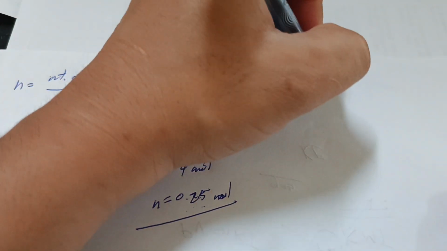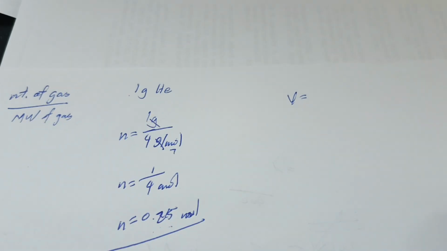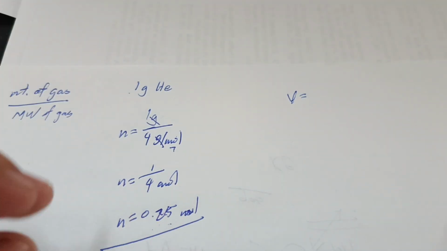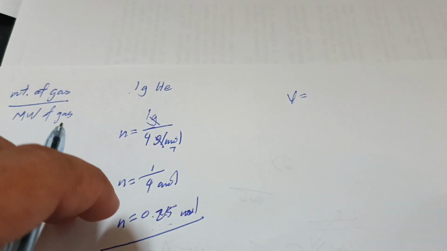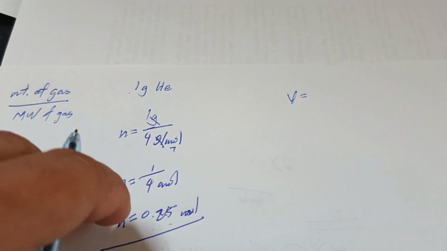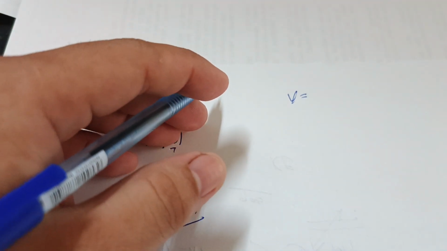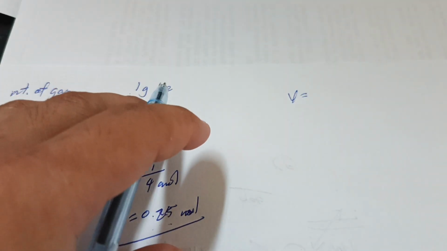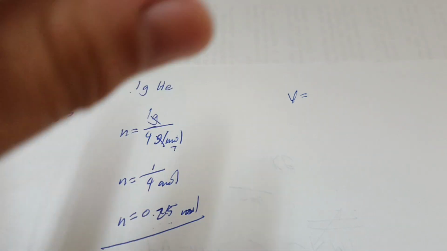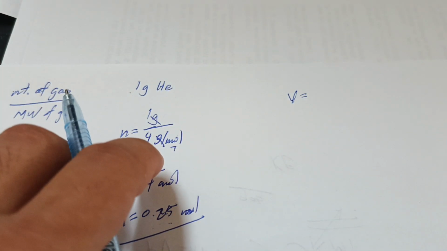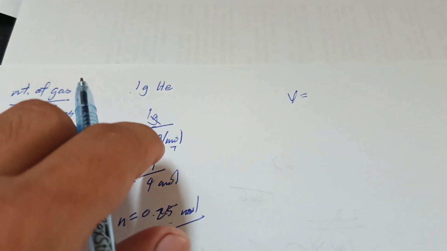Second is the volume. The volume of gas is simply the volume of the container, because a gas uniformly fills any container in which it is placed. So if you have a 1 liter container, that has a volume of 1 liter of that particular gas. That is how we measure volume.